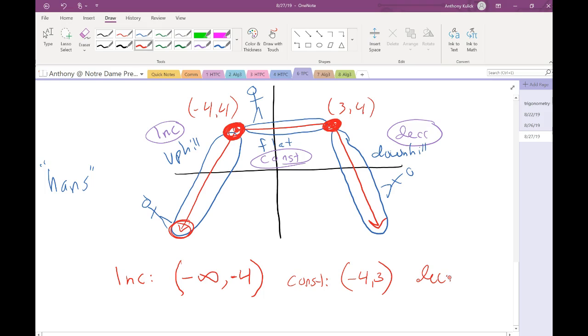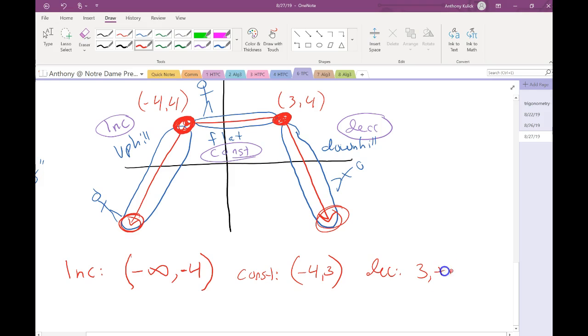Now let's do the decreasing segment. That segment starts at 3 and goes all the way to the right arrow, which would be positive infinity. So the 3 is a transition from flat to downhill. That gets a parenthesis. And the positive infinity always gets a parenthesis. Everybody okay with this idea? Let's do another example. Sound good?